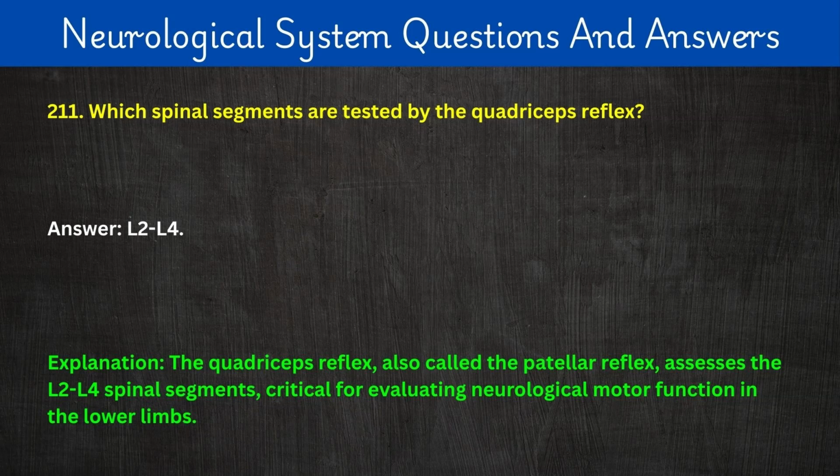211. Which spinal segments are tested by the quadriceps reflex? Answer: L2, L4. Explanation: the quadriceps reflex, also called the patellar reflex, assesses the L2, L4 spinal segments, critical for evaluating neurological motor function in the lower limbs.